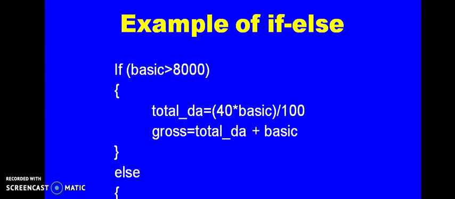For example, if the basic salary inputted by the user is 8,000, then the total DA will be calculated as 40% of basic, and the gross salary will be equal to total DA plus basic. But if the salary inputted by the user is less than 8,000, then the total DA will be calculated as 20% of basic, and then we will get the result.